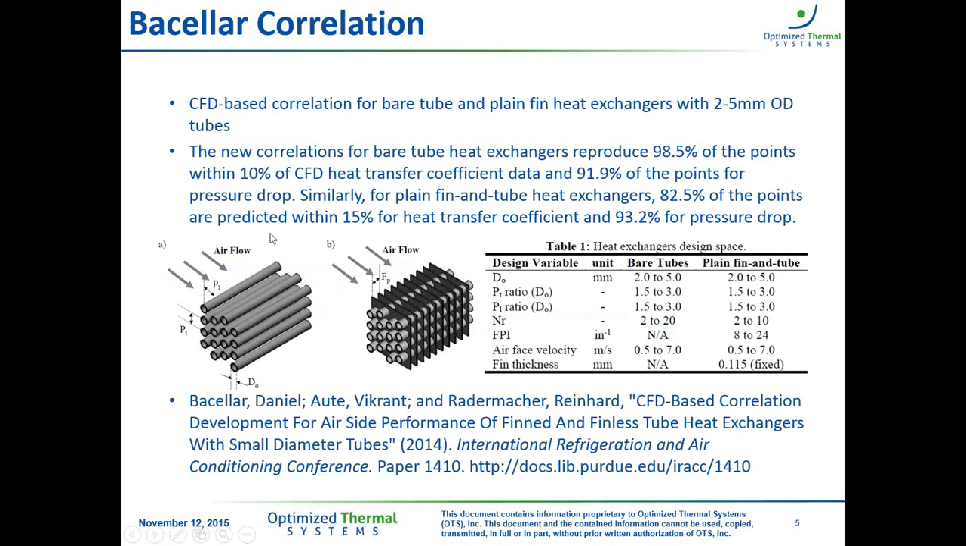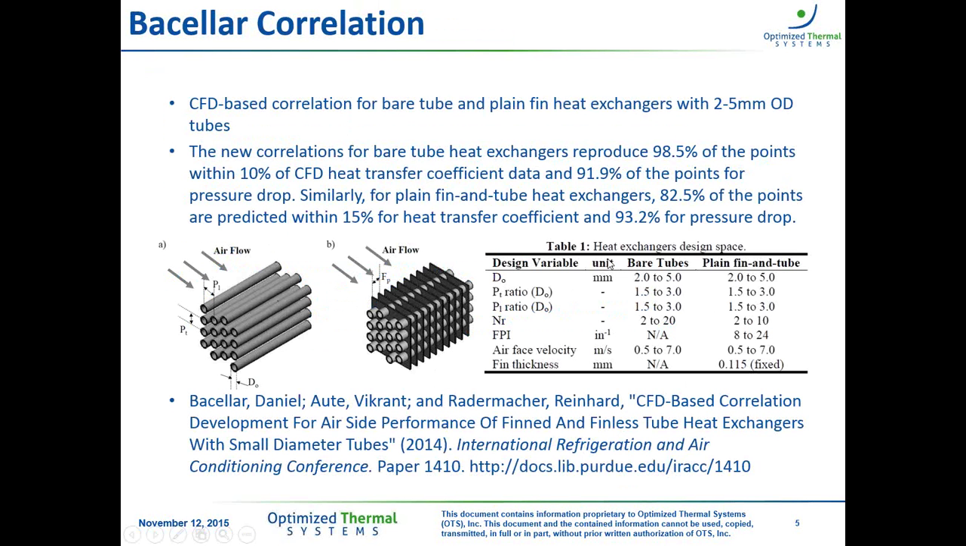The concept behind these correlations is that the geometry of the heat exchanger is being built parametrically in a CFD environment and then simulated. So basically, the author was able to build and simulate heat exchangers having all of these ranges of dimensions in a CFD tool, get those simulation results, and then reduce that into a correlation that can be used by CoilDesigner. You can read more about this in this paper. It's publicly available. It's from last year's Purdue conference.